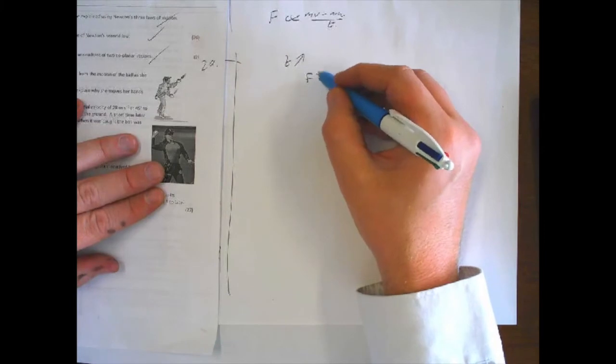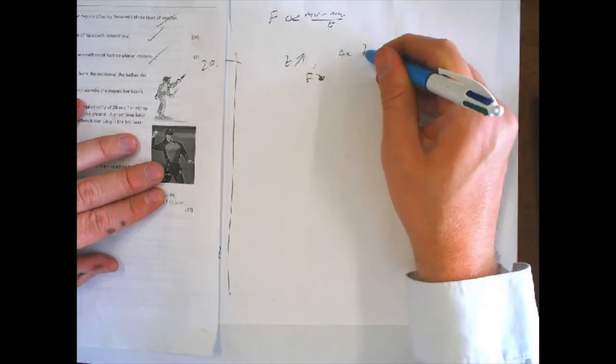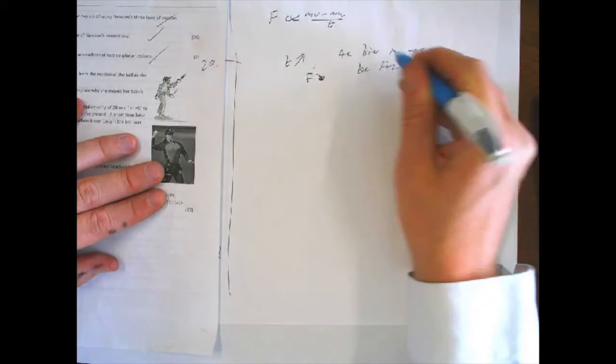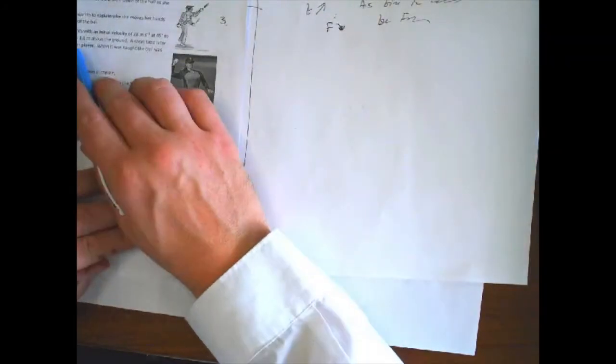By the way, this is just me talking. You should be writing these out in words when you're doing your answer, okay? If I gave that in as an answer, the examiner would have no idea what I'm talking about. So as time is increased, the force will decrease. You have to make sure you've specified that as well. Those are 3 marks. Now on to the meat of the question, where things got a little bit tricky.